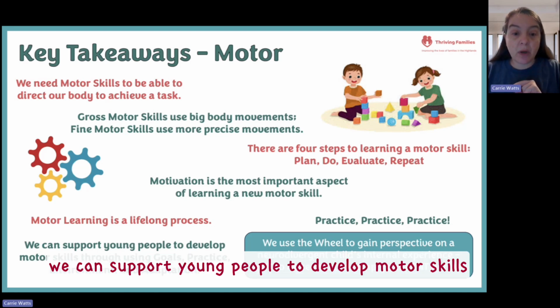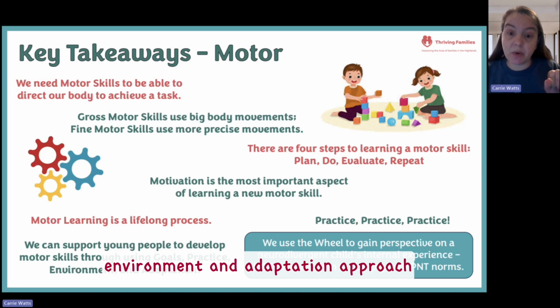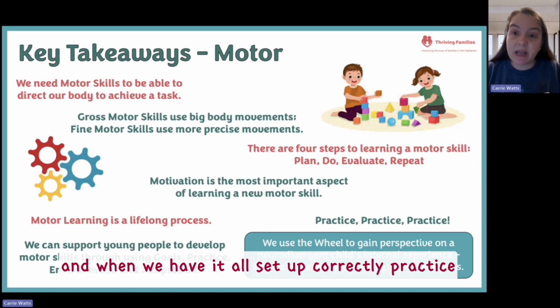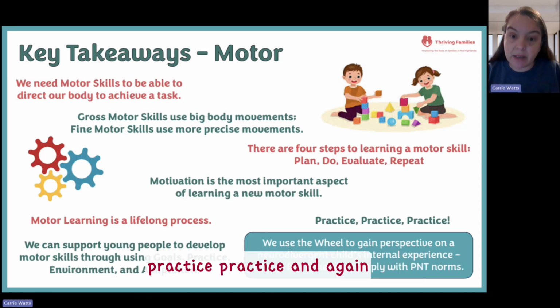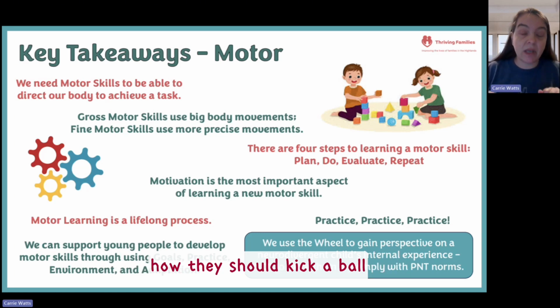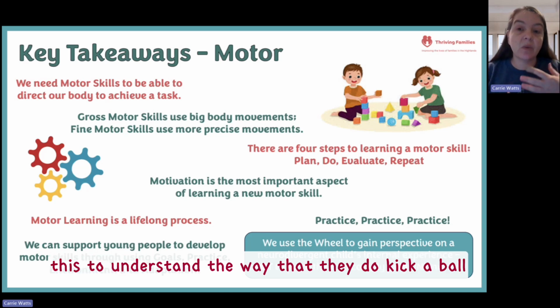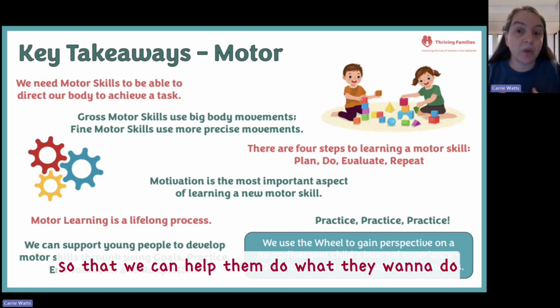We can support young people to develop motor skills through using the goals, practice, environment, and adaptation approach. And when we have it all set up correctly, practice, practice, practice. Again, we aren't using this to tell somebody how they should kick a ball or whatever. We're using this to understand the way that they do kick a ball so that we can help them do what they want to do.